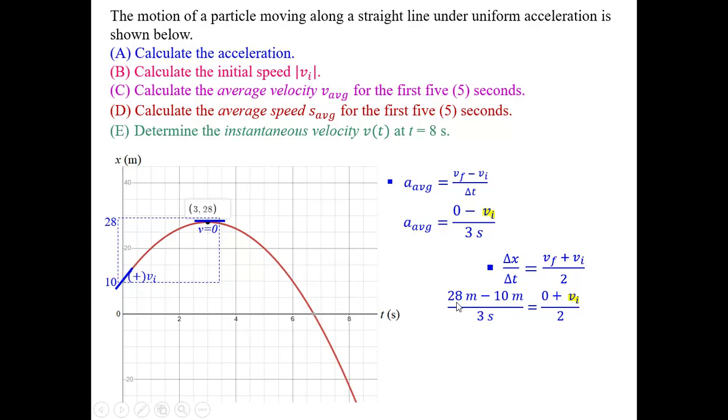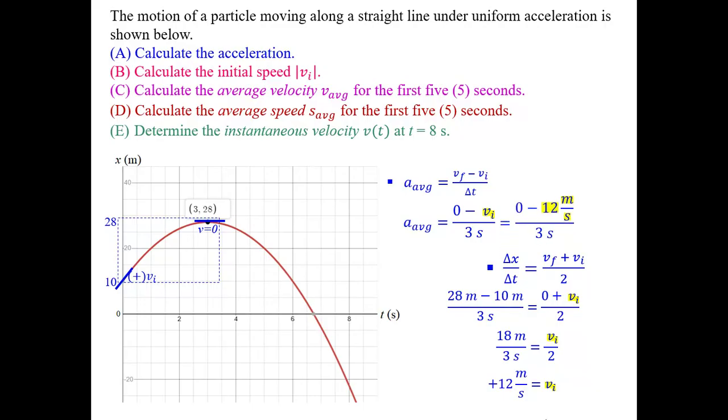So if you do basic math, 28 minus 10 is 18, and then the 3 stays on the bottom there. And once again, 18 divided by 3, which is 6, and then you need to still get rid of this 2. So this 2 being on the bottom, you need to multiply both sides by 2. So if you do that correctly, 18 divided by 3, which is 6, and then times it by 2, which is positive 12. Okay. Alright, so that is the initial velocity.